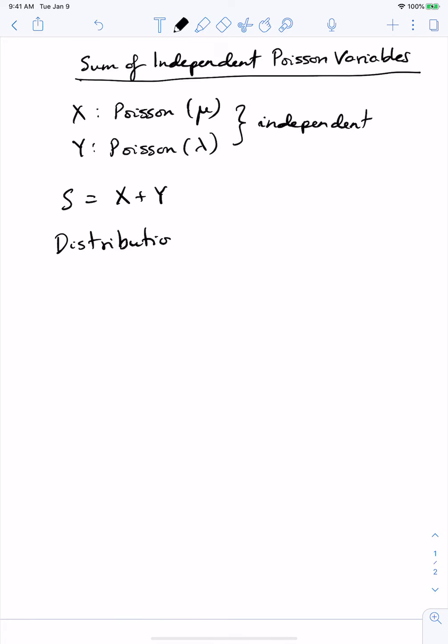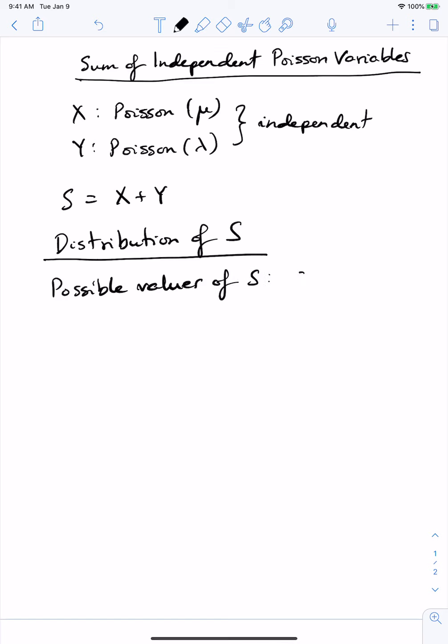Now, as with any random variable, when you're trying to find its distribution, you start with the possible values. X can be any non-negative integer, Y can be any non-negative integer. So S can be any non-negative integer. So for a generic one of these values, we have to find the chance that the random variable S has this value.